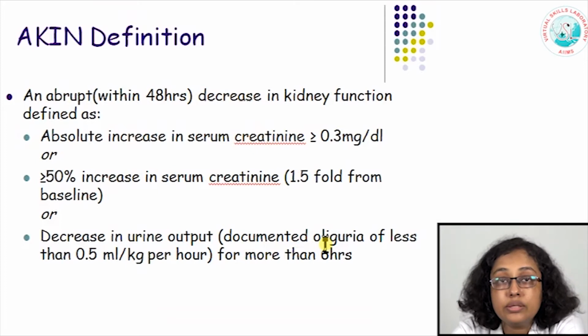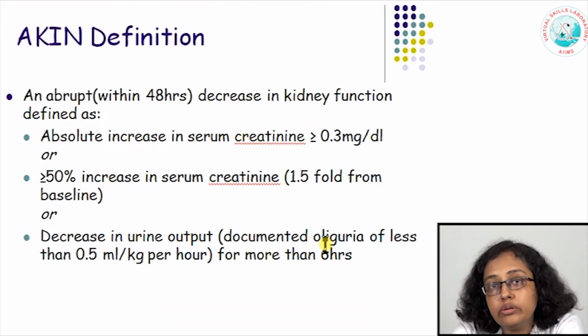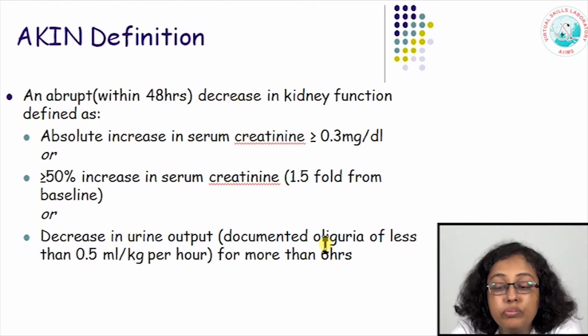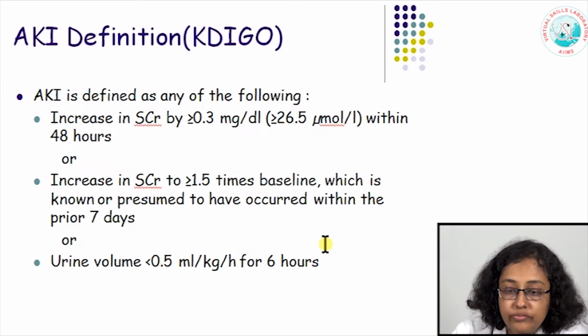So now we understand that RIFLE said there was a doubling or 1.5 times increase in serum creatinine, but in what duration? So the Acute Kidney Injury Network gave a better definition in terms of time. They said an abrupt decline within 48 hours of the kidney function, which would be defined as an absolute increase in serum creatinine of at least 0.3 milligram per deciliter, or a 50% increase in serum creatinine, or a decrease in urine output for more than 6 hours. So they added a time context to the definition.